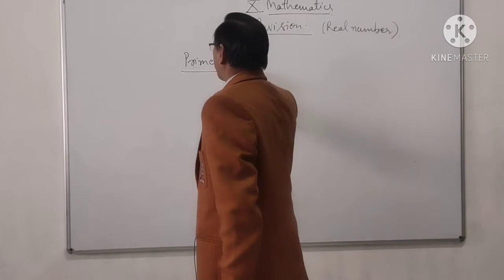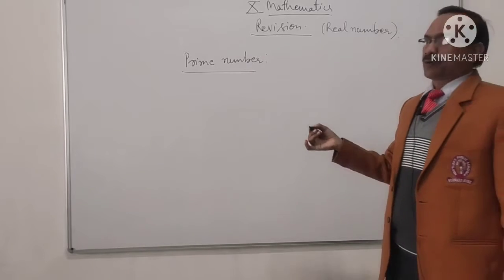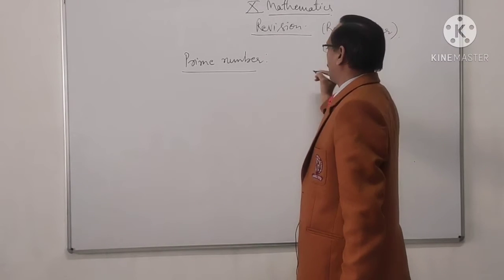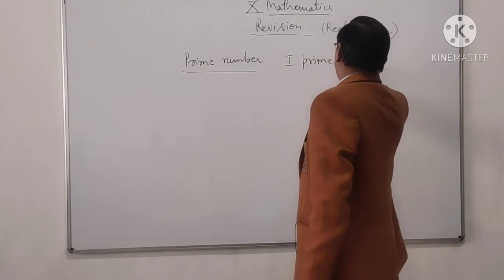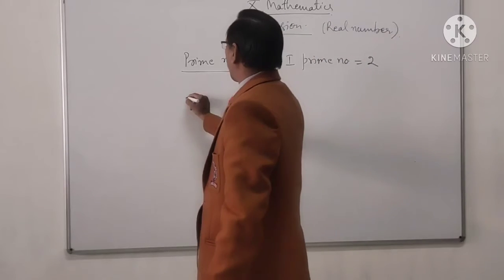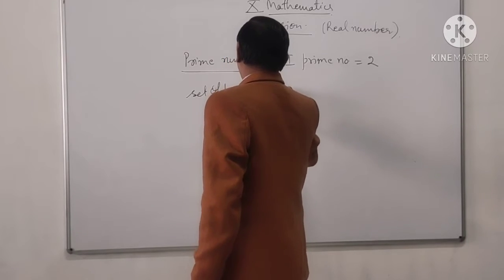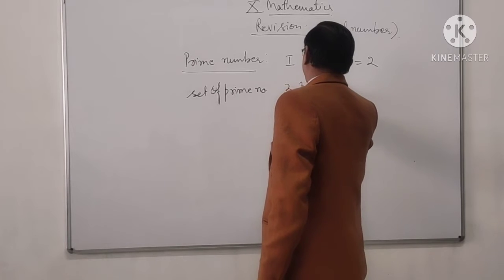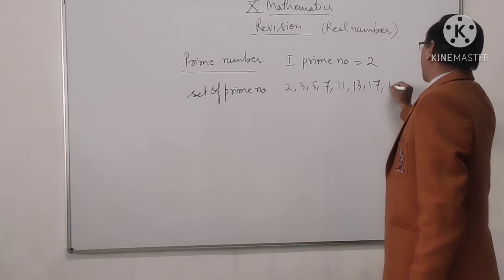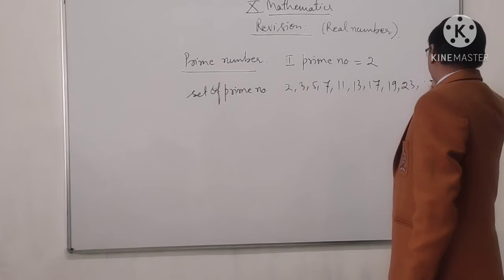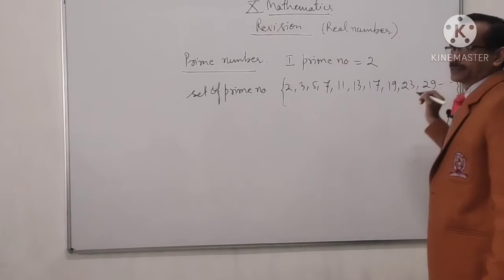Prime numbers are those numbers which are divisible only by 1 or itself. 2 is the first prime number. And here is the set of prime numbers: 2, 3, 5, 7, 11, 13, 17, 19, 23, 29 and so on. So students, you must know about the prime numbers.